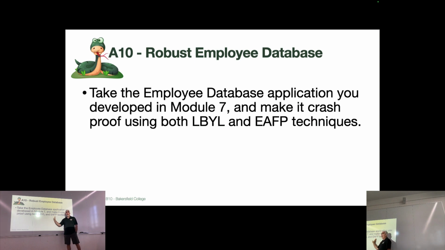Easier to ask for forgiveness would be maybe catching an error that occurs if the user enters a non-numeric string for salary or something like that. So those are just a few ideas, but you can do a combination of both of these things in Module 7.